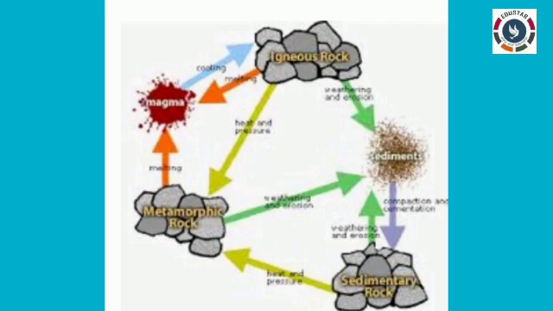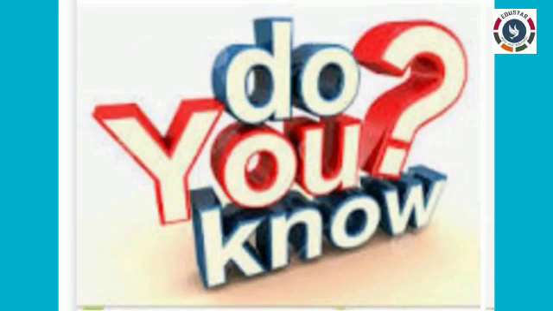Hence, the magma on the surface of the earth cools down and forms the various kinds of rocks. Again, these rocks are transformed into molten magma. So, this is called the rock cycle. I hope now you understood clearly what the rock cycle is.